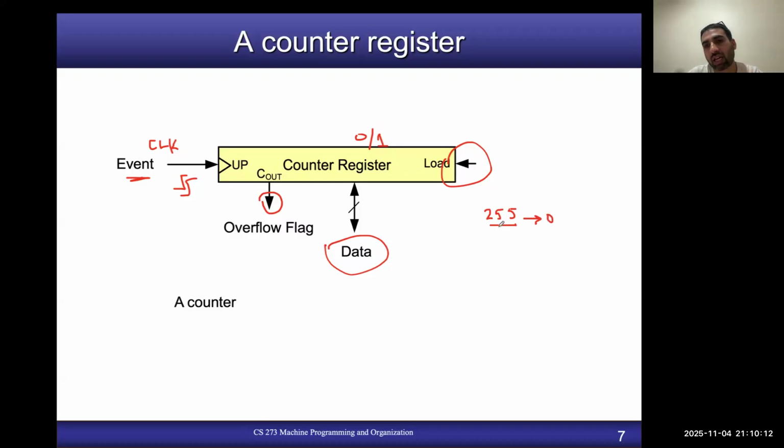Why will it change to 0? Because the binary of 255 is 8 ones, right? So when you add one more to 8 ones in binary, what will you get? You will get 8 zeros.